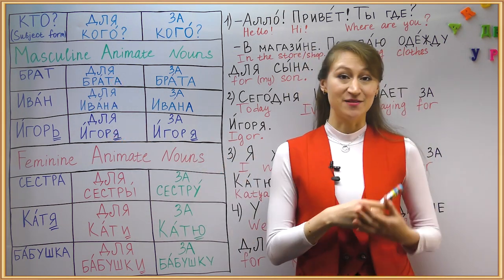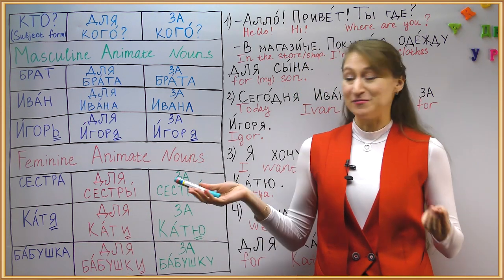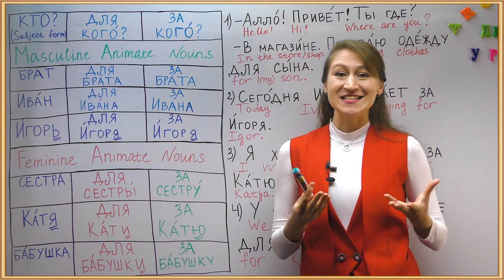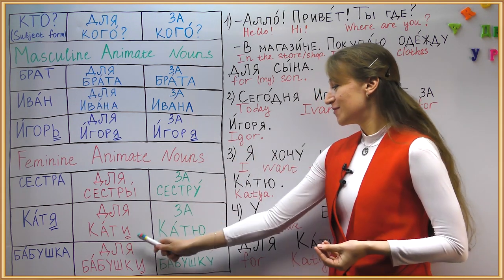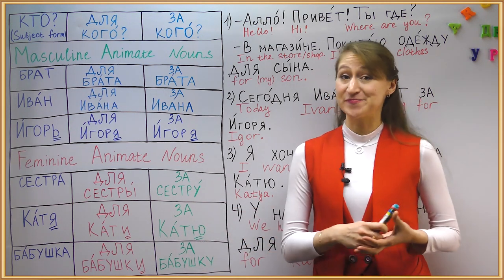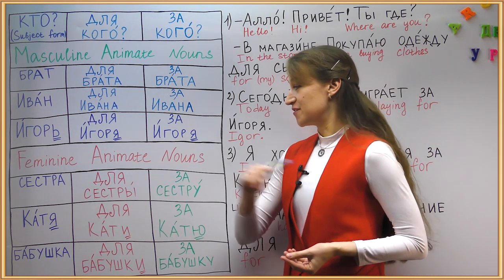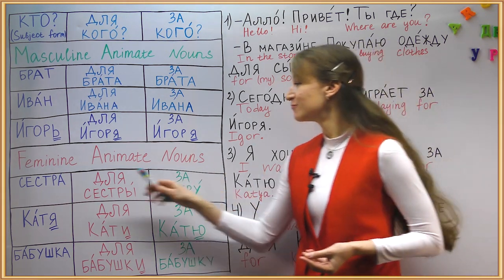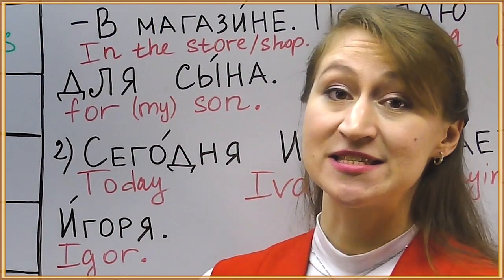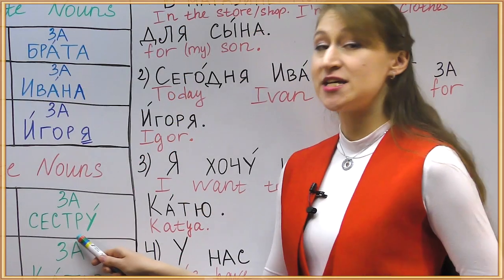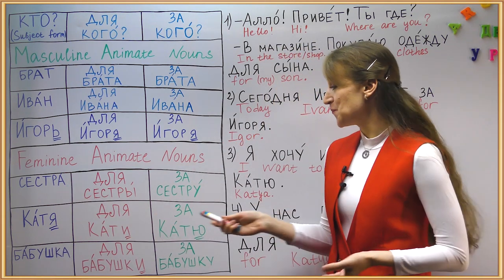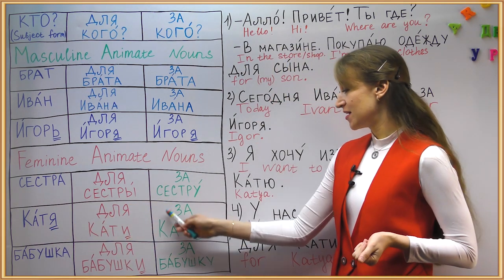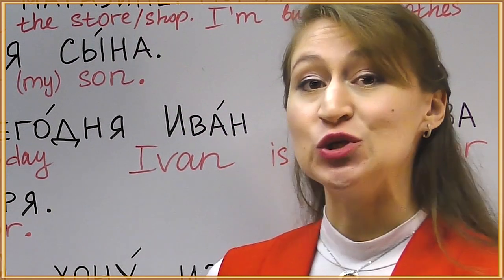What about feminine animate nouns? Just like female persons, they are not so easy to manage. They are inconsistent, capricious in a way, because they cause a little bit of a problem for learners. They have different endings. After для, they have one ending, and after за, another ending. So let's take a look. Сестра, для сестры. But за сестру. Катя, a name, для Кати, soft ending я, soft ending е. За Катю. Again, ю is a soft variant.